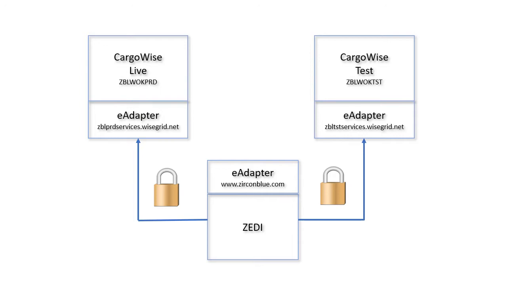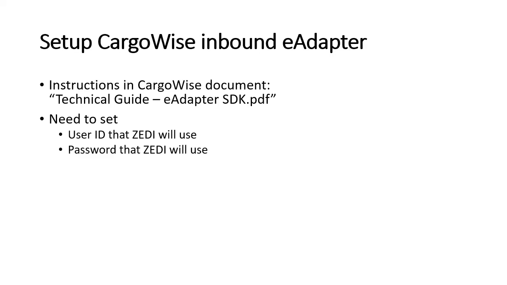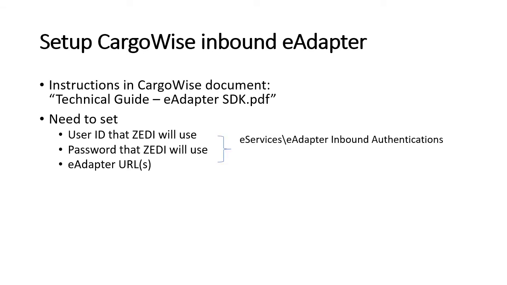If the eAdapters in your CargoWise environments have not yet been configured, then this will need to be done as a first step. Instructions for doing it can be found in the CargoWise document Technical Guide eAdapter SDK.pdf, or you may choose to ask your CargoWise supplier to set it up for you. Either way, the things you need to determine are the user ID that ZEDI will need to use in order to connect to your eAdapter, the password ZEDI will need to use, and the URLs for the production and test eAdapters. The first two are specified in the eServices/eAdapter inbound authentication section of the CargoWise registry.